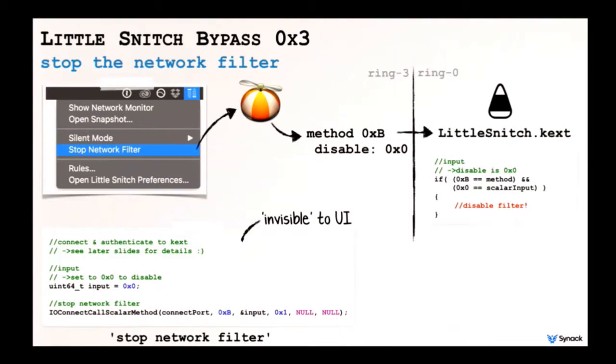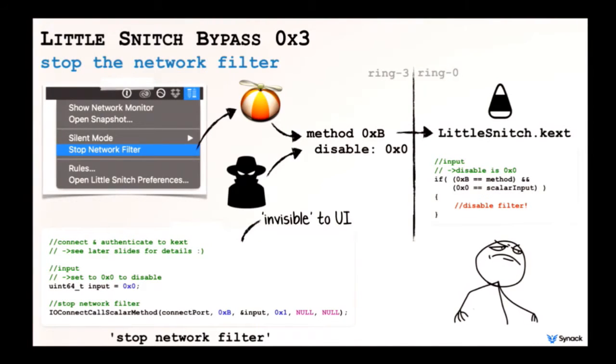Finally, another way to bypass LittleSnitch is to simply turn it off. So I reverse engineered what happens when the user clicks on Stop Network Filter. Basically, the user mode component of the firewall connects and authenticates to the kernel component, and we'll talk about how to do that in a minute. But once it's connected and authenticated, it simply invokes method B.